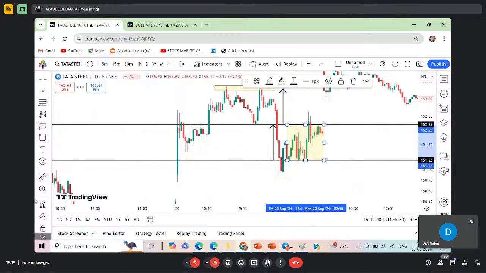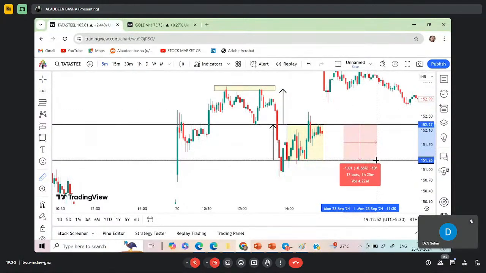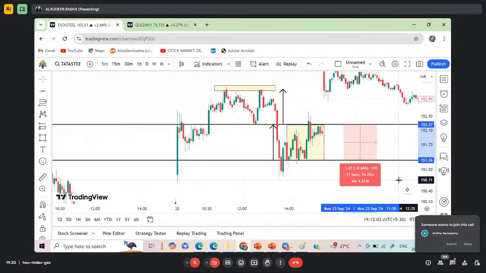we get almost 0.66%. So within a 5 minutes time frame, it's a huge profit. So this is the way to predict the double top and to get the trade.